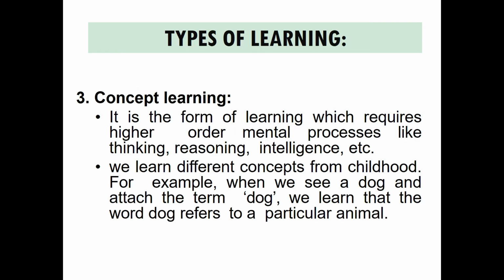Next, concept learning naman, this requires your higher order mental process. Kunwari, pag-iisip, reasoning, intelligence. Kunwari, when we see a dog and attach the term dog, we learn that the word dog refers to a particular animal. For example, ito yung mga different concepts na natututunan natin kapag kabata tayo. For example, nung bata tayo, lahat na makita natin na apat na gulong car, kahit bus yan, car yan. Yun yung una, 'di ba? Car yan, car. So, pag nakakita ka ngayon ng apat na gulong, that's a car. Then as time goes by, you can learn the difference of a car from a truck, a car from a bus. Ganon. That is concept learning.